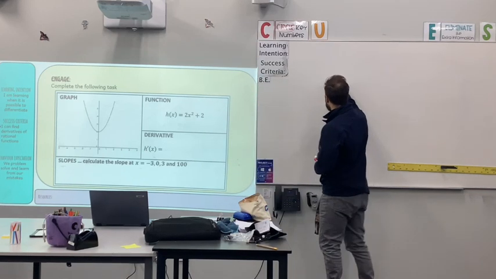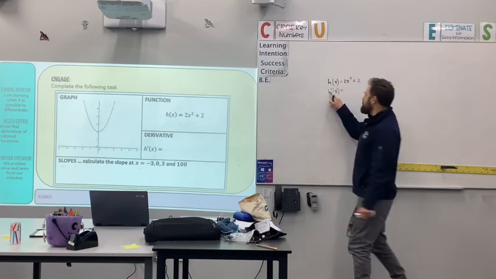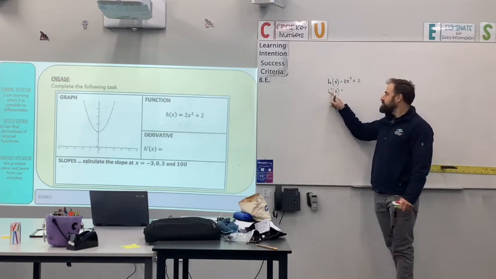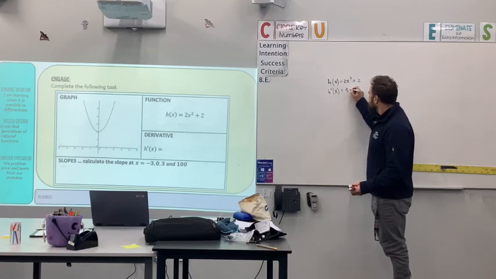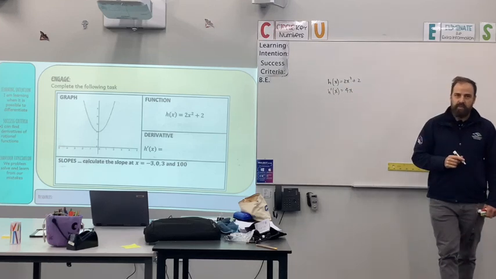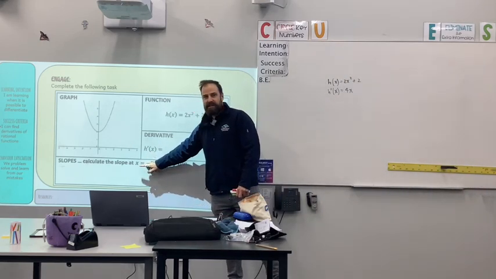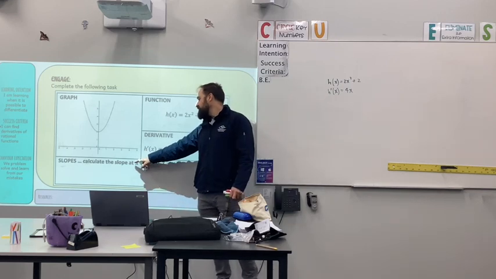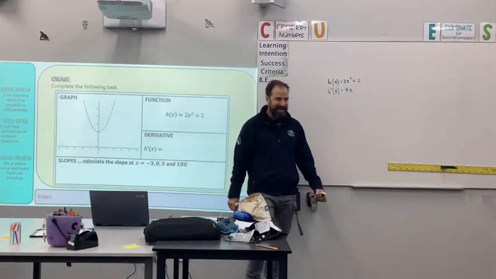When I find the derivative, it is important that you actually use the correct notation. I've kind of been banging on about this a little bit. When I go through that process of differentiating, it is important that I show that I have differentiated using the correct notation. My derivative of h of x will be equal to 4x. And then we're being asked to calculate the slope. What's another word for slope? Gradient. We're being asked to calculate the gradient at these points: when x equals -3, when x equals 0, when x equals 3, and when x equals 100.